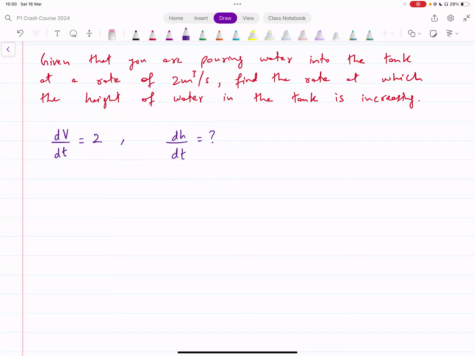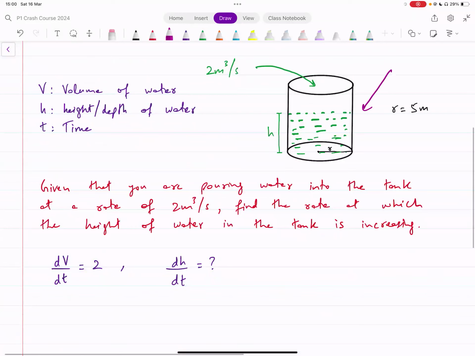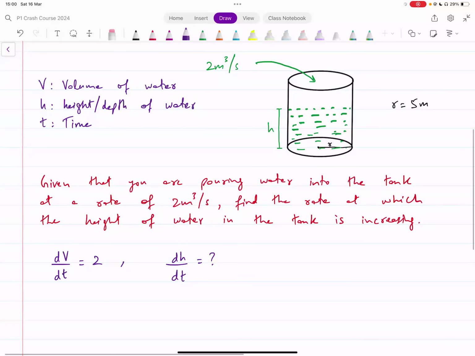Now for this, we would need some kind of relation between the volume of water in the container and the height of water in the container. So we want some equation that connects the volume of water and the height of water. Now, what's the volume of a cylinder? Water just takes the shape of whatever the container is, right? So this cylinder has a volume of pi r square h. The water volume is also going to be given by pi r square h. So given that the height of water in the container is h, the volume of water is going to be pi r square h.